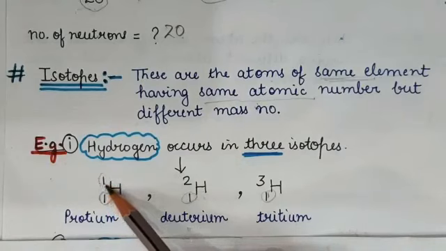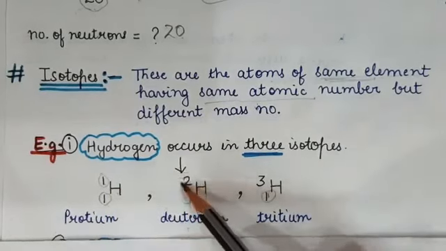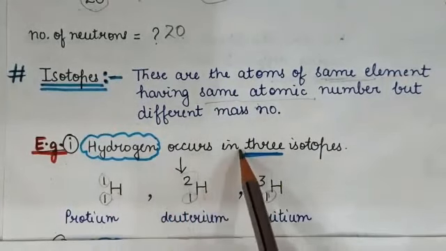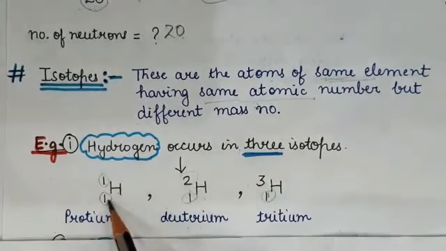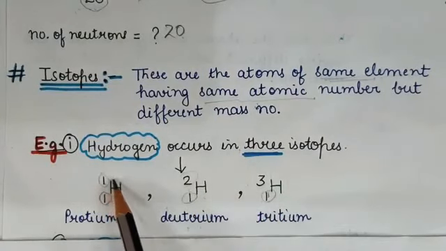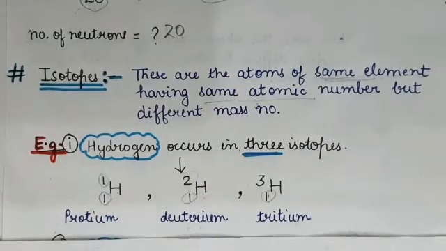So in the first case it is 1, in the second case it is 2, in the third case it is 3. So these are the 3 isotopes of hydrogen, where the atomic number is the same: 1, 1, 1. And the mass number is different, that is 1, 2, 3. So hydrogen occurs in 3 isotopes. That is one of the examples.